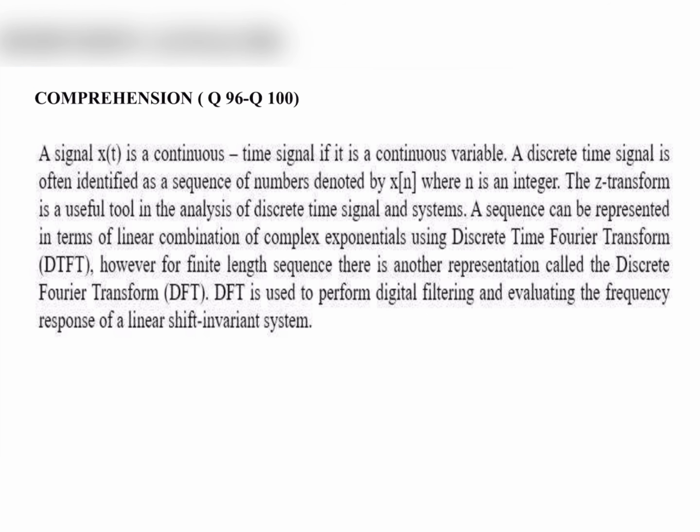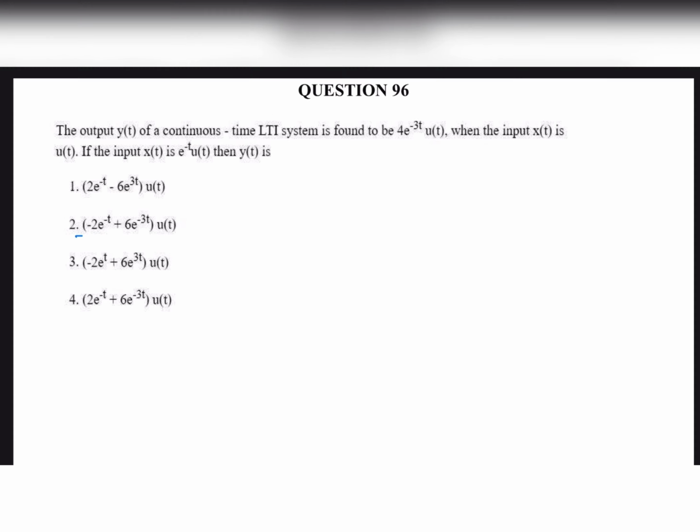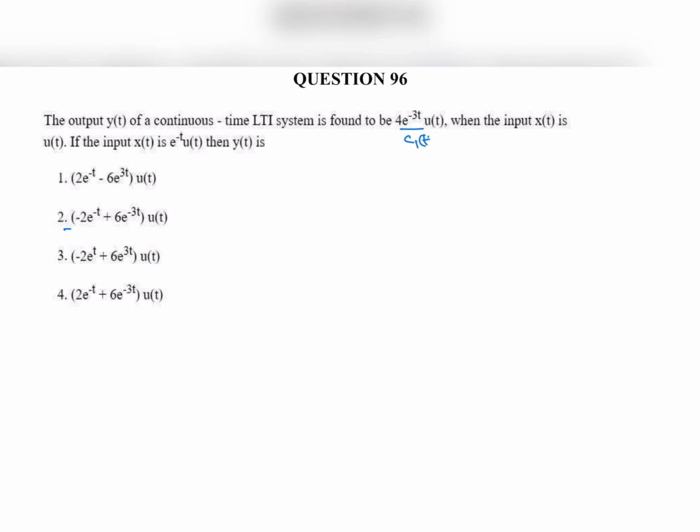Next question. Next comprehension is given, related to signals and systems. The output of a continuous time LTI system is found to be 4e^(-3t) when the input x(t) is u(t). With the help of the initial output and initial input, we need to find the transfer function. Using the transfer function, if the input is e^(-t)u(t), what will be the output? That is the question. So this is output 1, c1(t), and this is input 1, r1(t). The transfer function of the system doesn't depend on input and output.